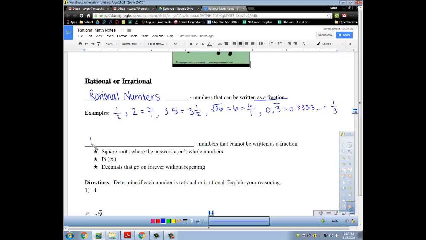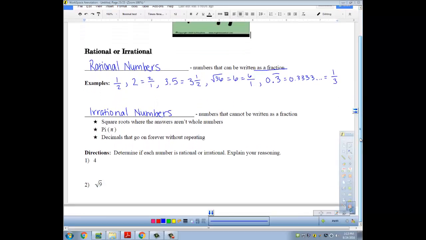Then there are things called irrational numbers. So the prefix ir means not. So this means not rational, which means they are numbers that cannot be written as fractions. This will really only happen twice. The first time is if you have the square root of a number where the answer is not a whole number. So say the square root of, let's go with 6. So the square root of 6, there's no number times itself that gives you 6. I know 2 times 3 is 6, but 2 and 3 aren't the same number.